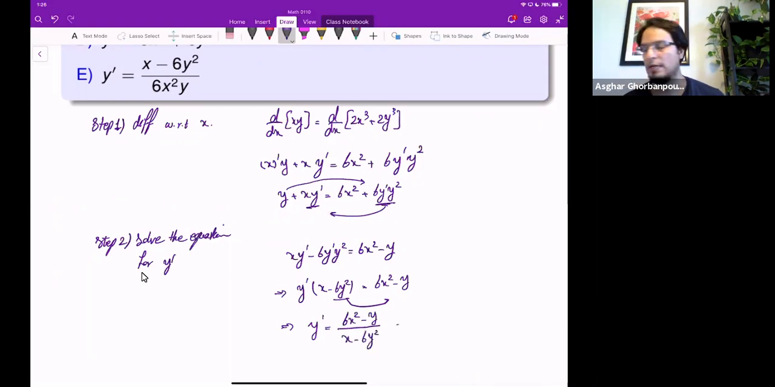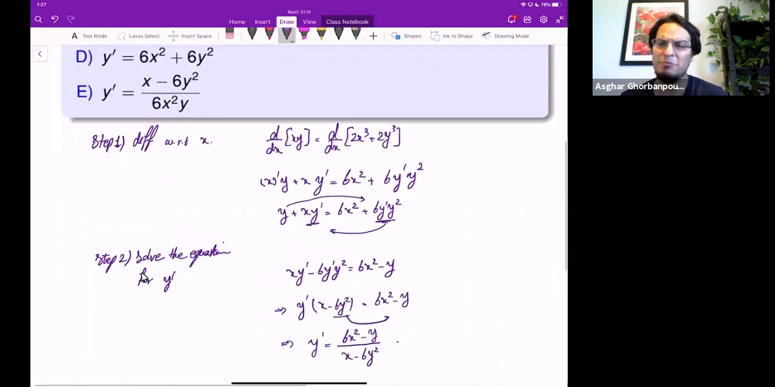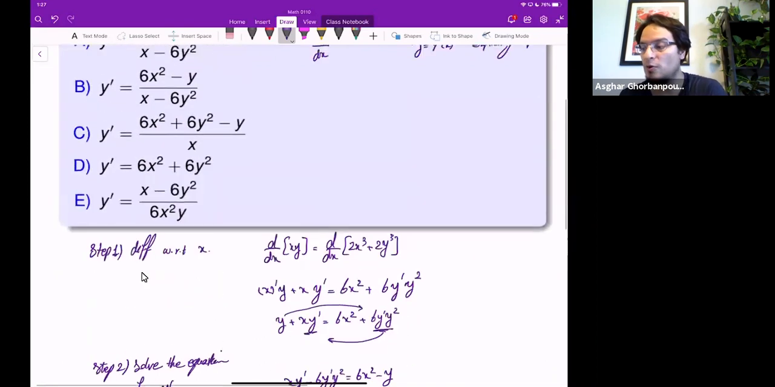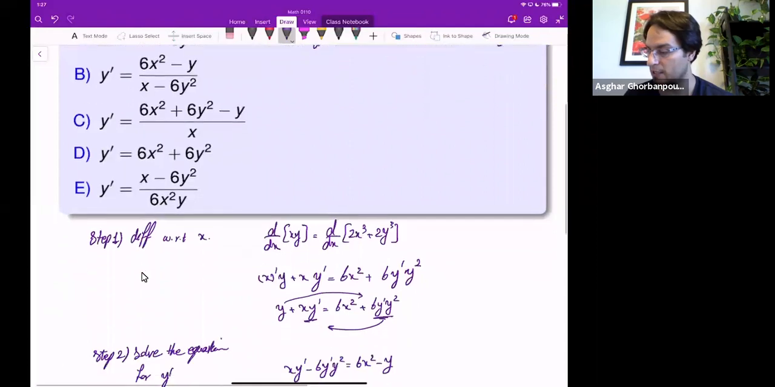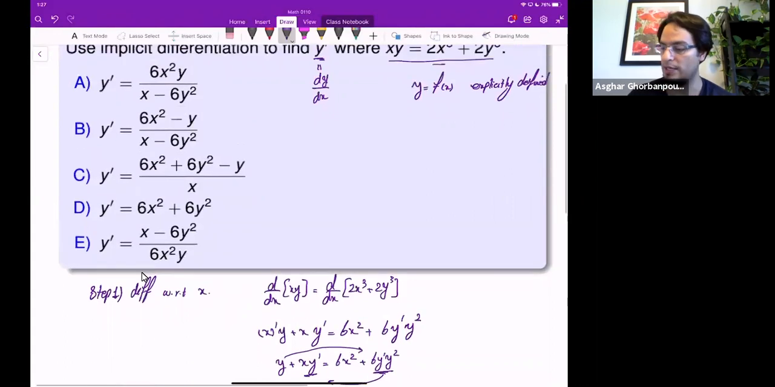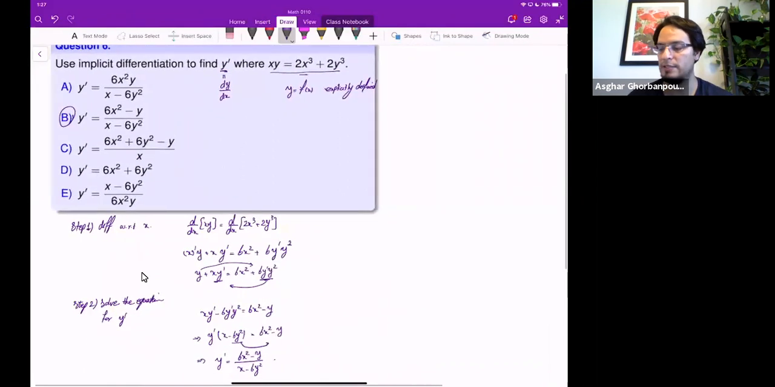And that's what you need to know. This is just y prime. You found y prime. Well, you may say, okay, how come it has some x's and y's in it? Well, see, the original equation had x's and y's in it. That's why the final answer for this kind of question will have both x's and y's in the derivative. So let's look at this one: 6x squared minus y over x minus 6y squared. So that is the solution for this question.